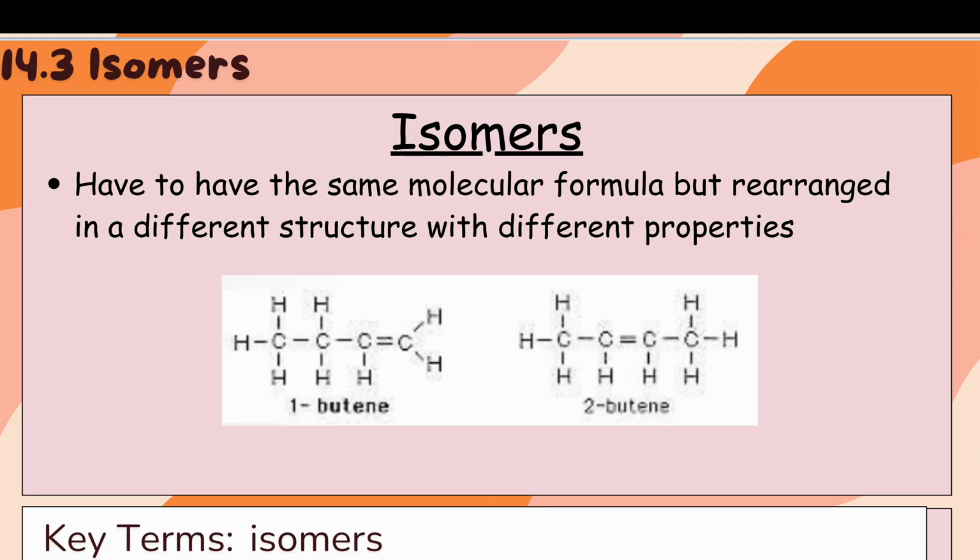So this is another example, 1-butene and 2-butene. Because they have the same number of carbons and hydrogens, but their arrangement is different, they both have the carbon-carbon double bond on different carbons in the parent chain. So these would be an example of an isomer as well.